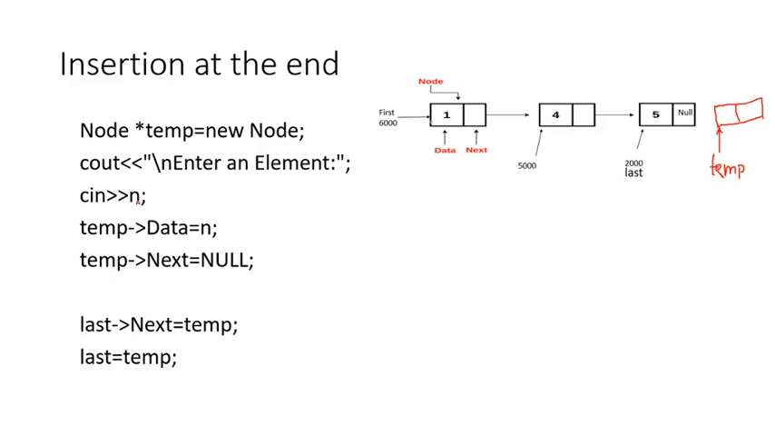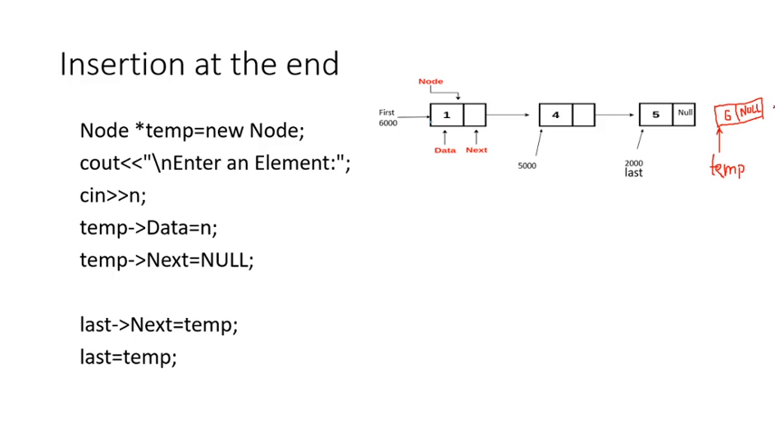That value we have stored in n, then after that n we have to store into the data field of this temp. So temp arrow data is equals to n. Suppose the value of n is 6. Now then make the next part of this temp as null. So how to perform that? Temp arrow next is equals to null.